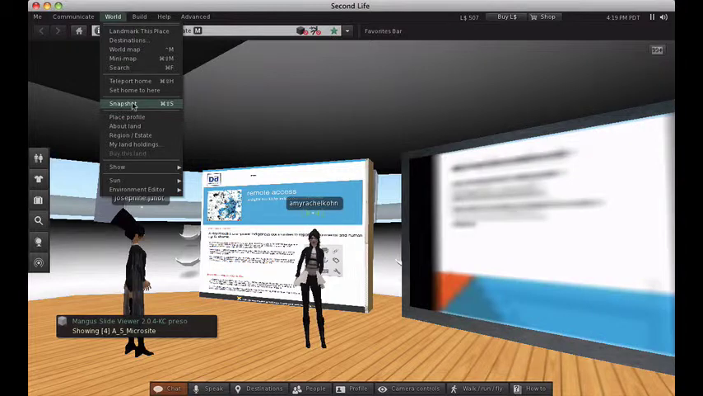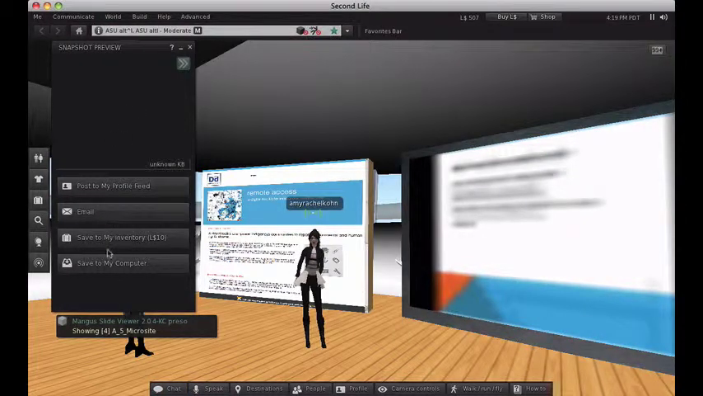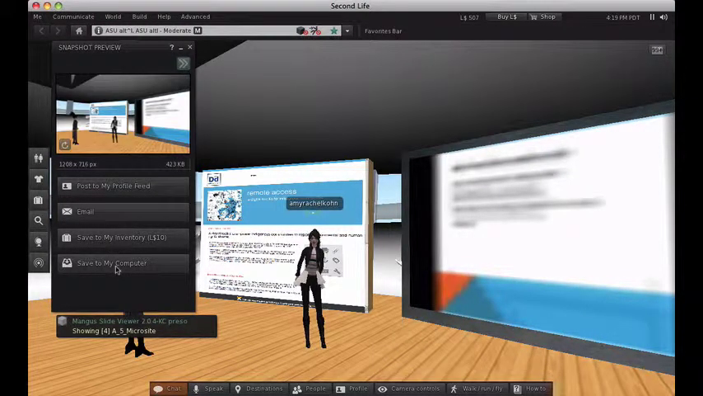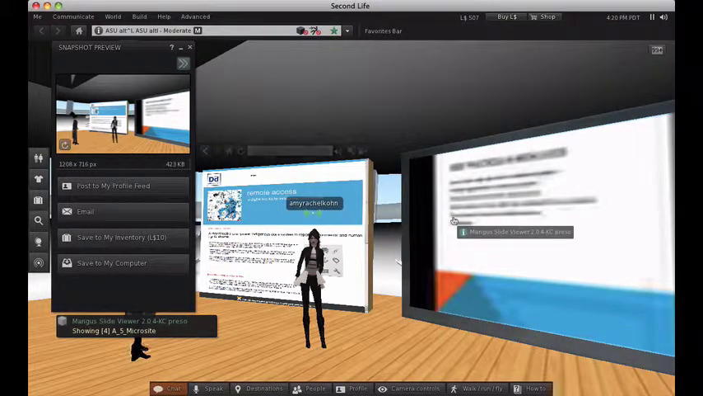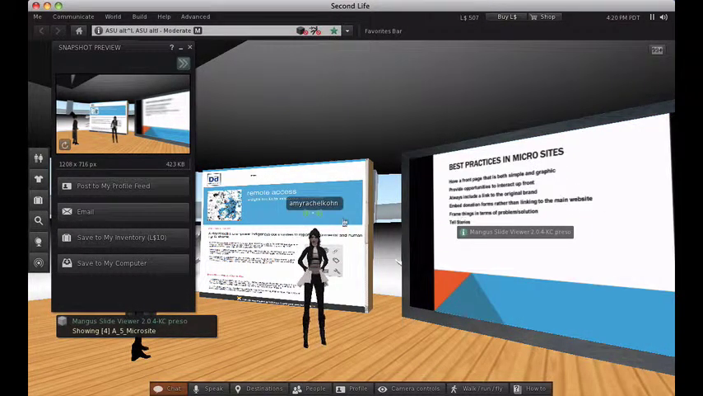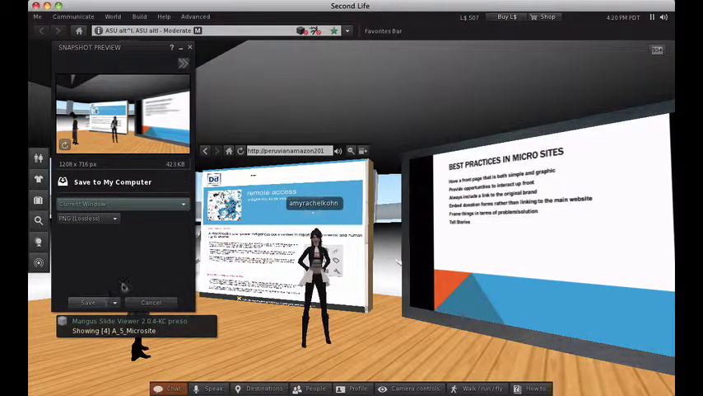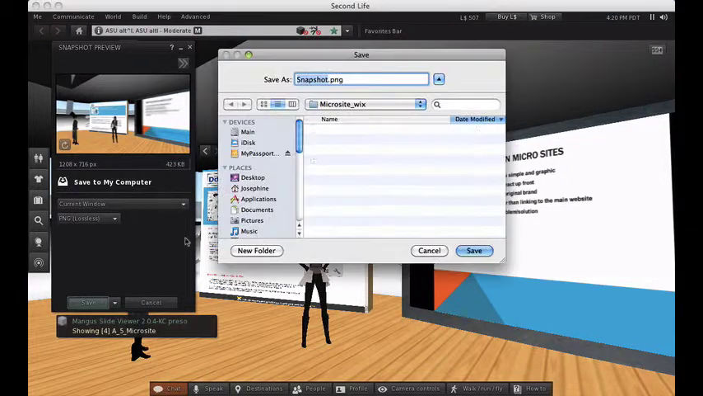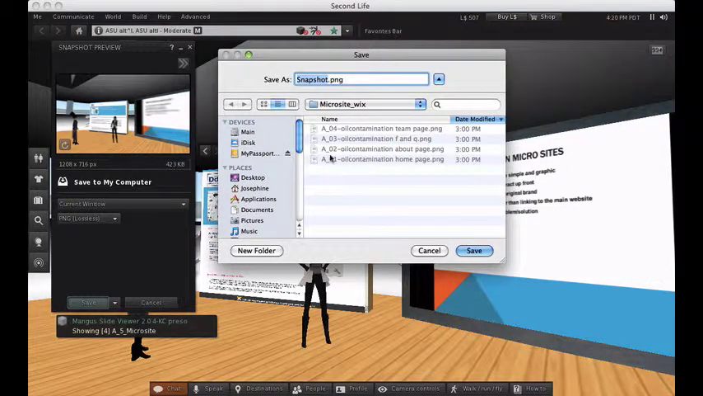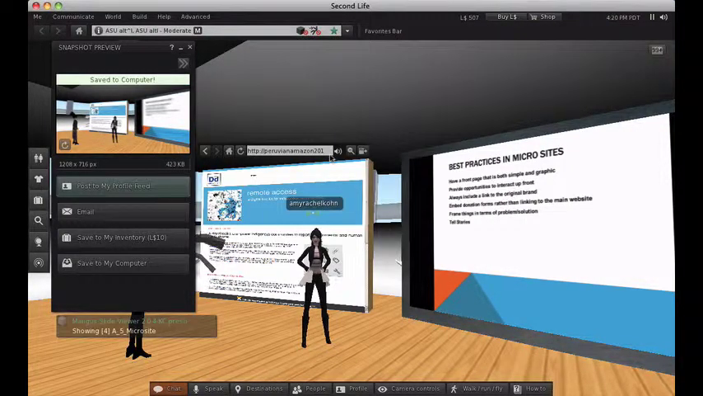Microsites can be a bit different than the larger website, so we also found best practices here. This was to have a front page that is both simple and graphic, to provide opportunities to interact upfront, to include a link to the original brand, to embed a donation form rather than linking to the main website, to frame things in terms of problem solution, and to tell stories. Again, we'll talk about this a little more.